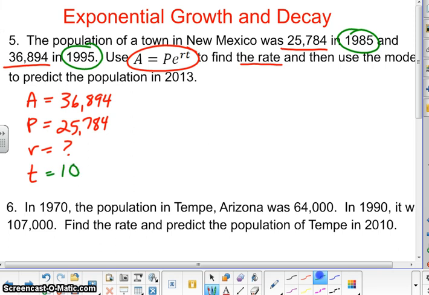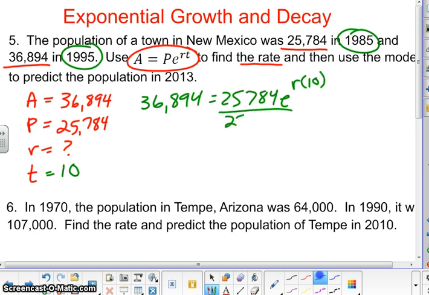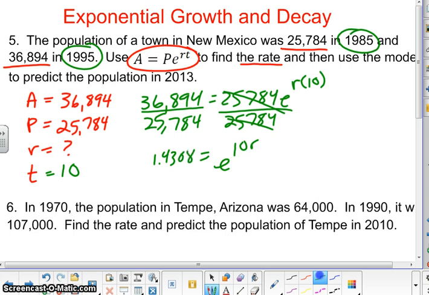Okay, so if we know all of that, we can plug it into the formula. We have 25,784 e to the R, which we do not know, times 10. First move to make is to divide both sides by 25,784. That cancels out. e to the 10R equals, and that's going to give you 1.4308. Take the natural log of both sides.